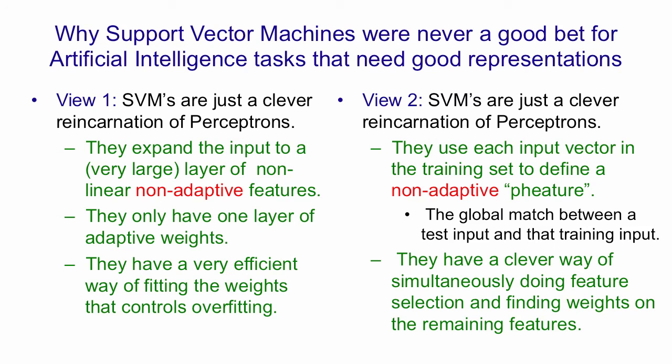Then there's a clever way of simultaneously finding how to weight those features so as to make the right decision, and also doing feature selection, that is, deciding which of those features not to use. So although these views sound extremely different from one another, they're just two alternative ways of looking at the same thing, a support vector machine, and in both cases it's using non-adaptive features and then one layer of adaptive weights. And there's limits to what you can do that way. You can't learn multiple layers of representation with a support vector machine.